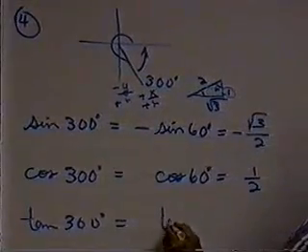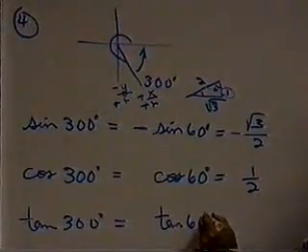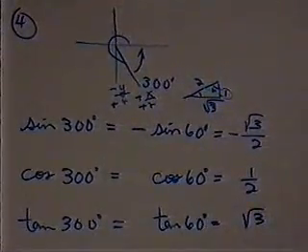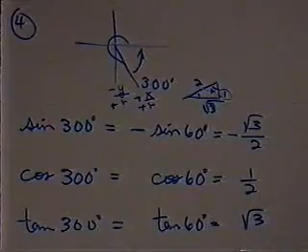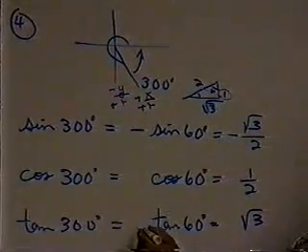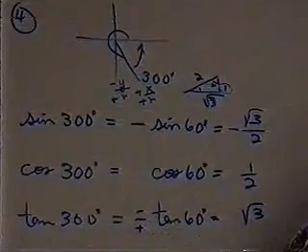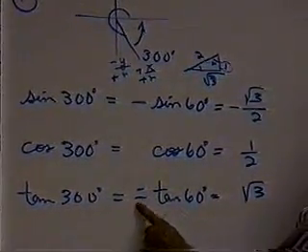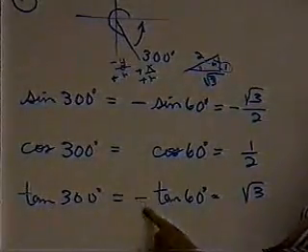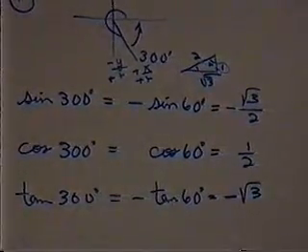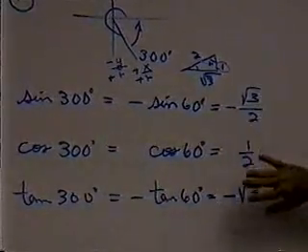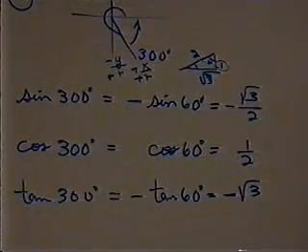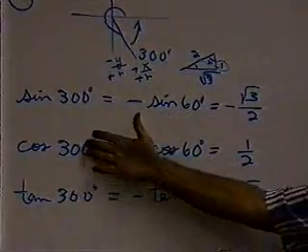Tangent 300 degrees, tangent of 60 degrees. Tangent 60 degrees, square root of 3 over 1, okay? Plus or minus? Well, tangent is y over x, which is minus over plus, so it's a negative. So final answer then is minus square root of 3. So the final answers, these plus and minuses, are coming from the quadrant in terms of x and y's, not what the angle is, whether it's a plus or minus.